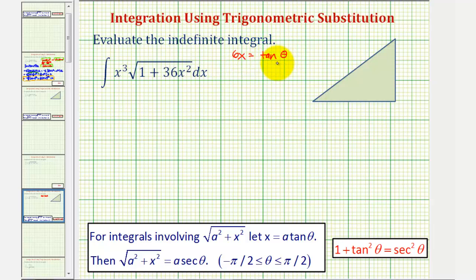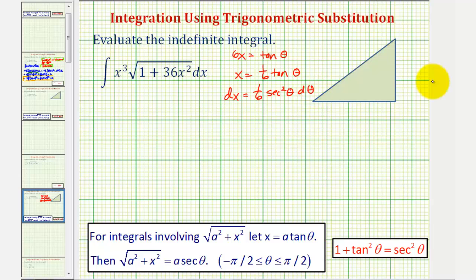Let's go ahead and divide both sides by 6 and say x equals 1/6 tangent theta. Now we are going to solve this problem again using basic U substitution, but for this video we'll demonstrate trigonometric substitution. So if x equals 1/6 tangent theta, notice that dx would be equal to 1/6 secant squared theta d theta.